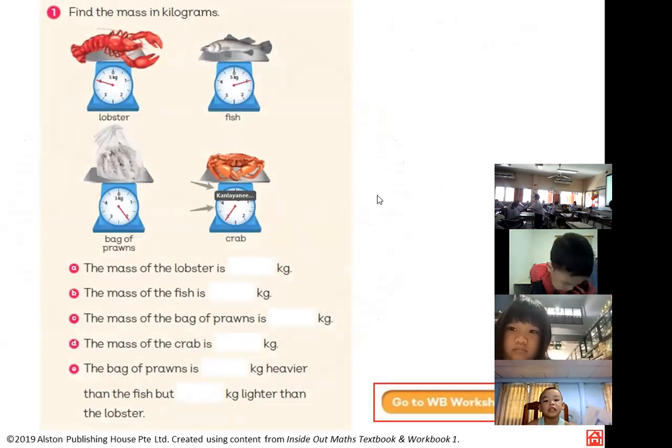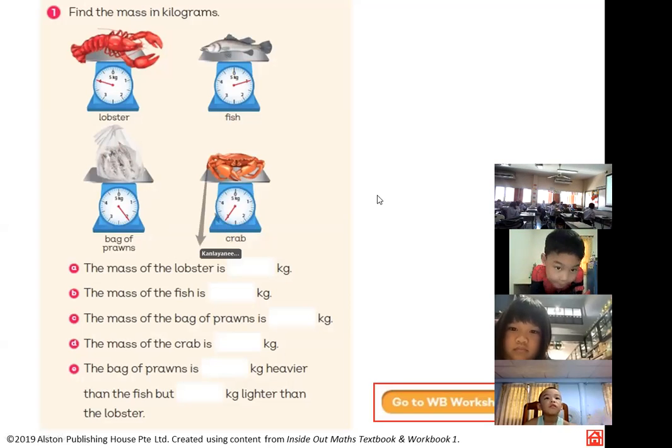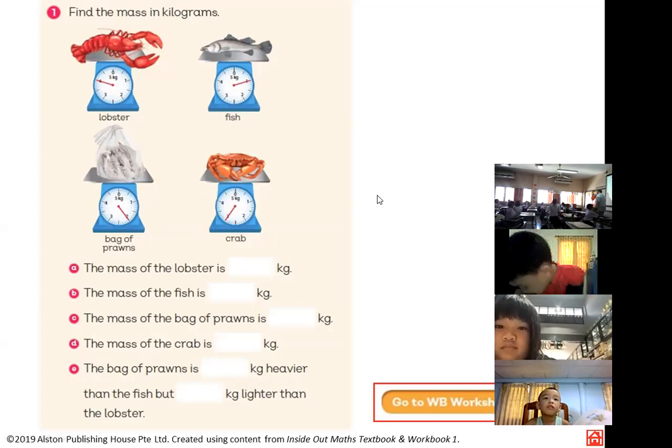Okay. Please go to page 141. Let's see how much you are paying attention.